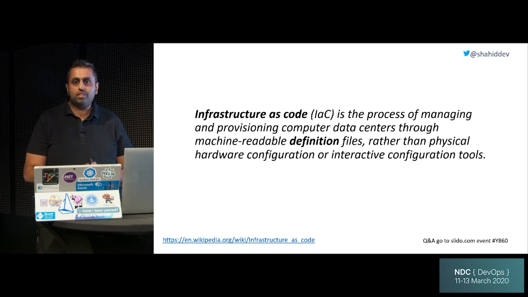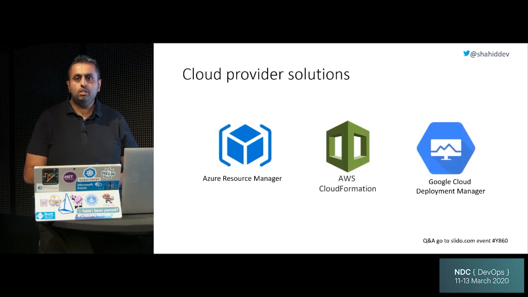And essentially what this says is that rather than manually or interactively deploying resources, we use some kind of definition file. And of course, the first port of call for these is usually the cloud providers. So we have the Azure Resource Manager, we have the AWS CloudFormation, and we have Google Deployment Manager. And of course, I'm sure the cloud provider you use will have the same. And again, various private cloud offerings also have exactly the same types of options.